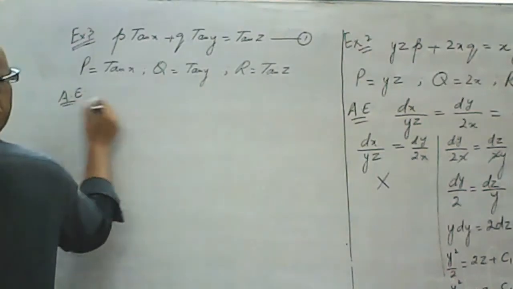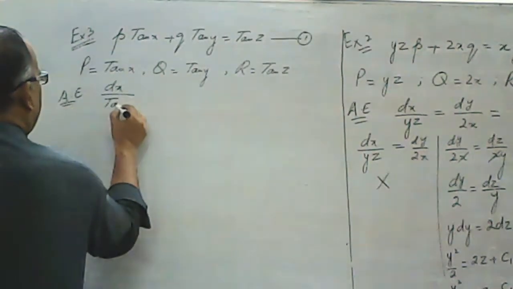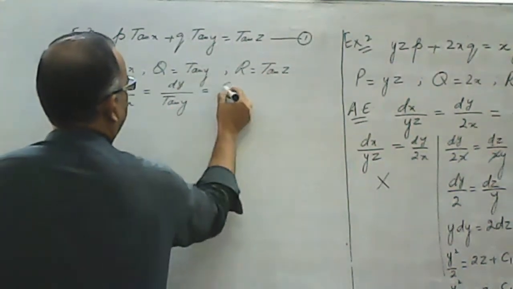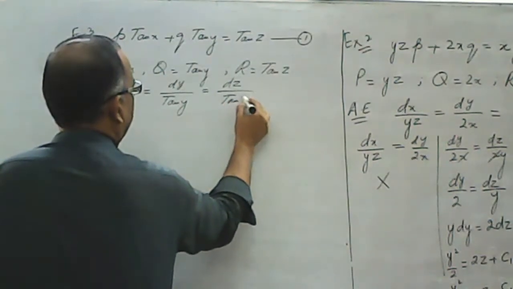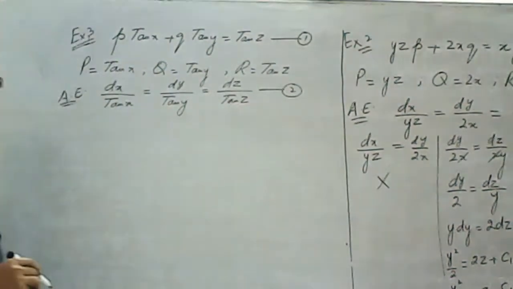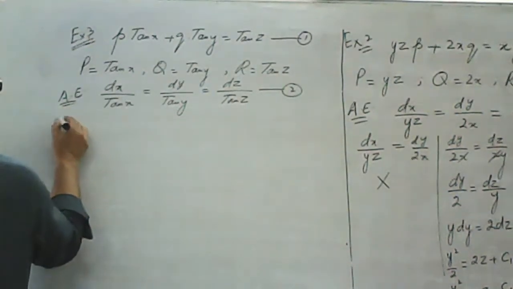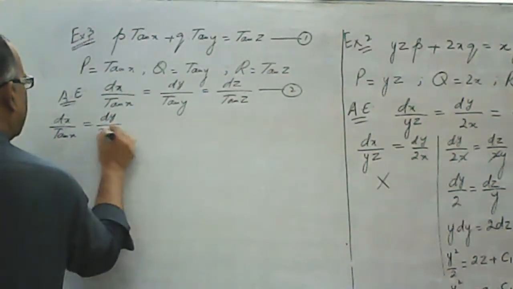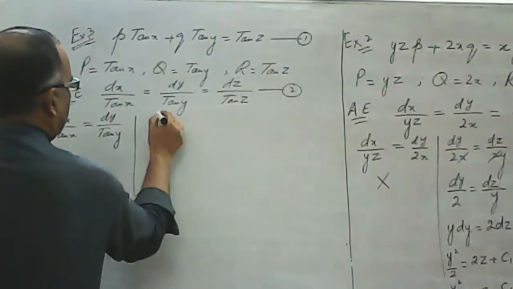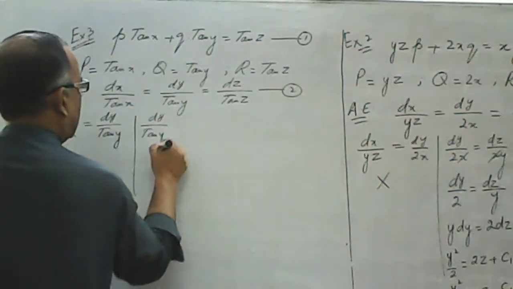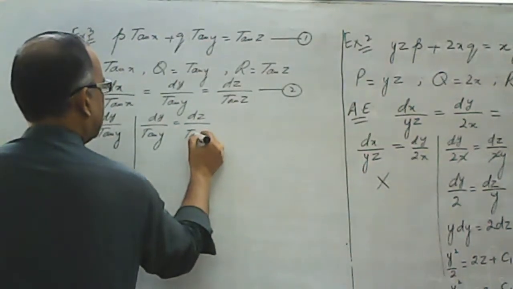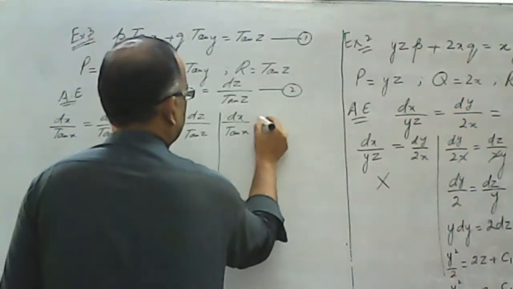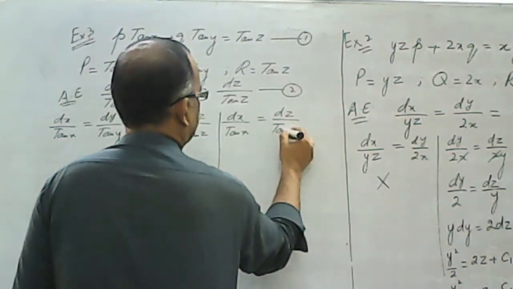So auxiliary equation will be dx over tangent x equal to dy over tangent y and dz over tangent z. This forms equation number 2. Then it's time to make pairs. So dx over tan x equal to dy over tangent y. Then dy over tangent y equal to dz over tangent z. Then dx over tangent x equal to dz over tangent z.